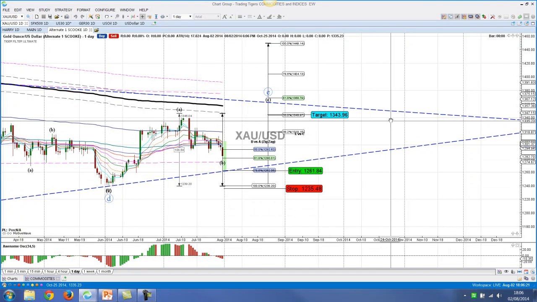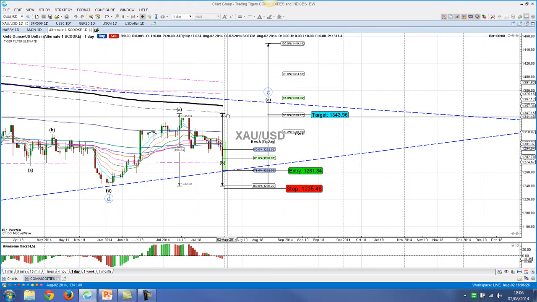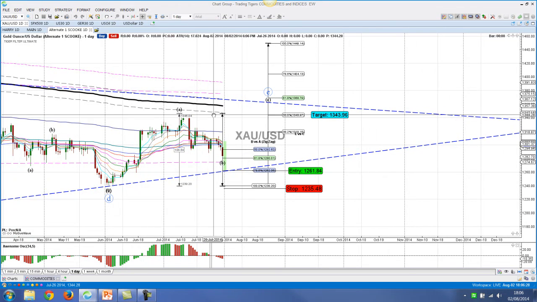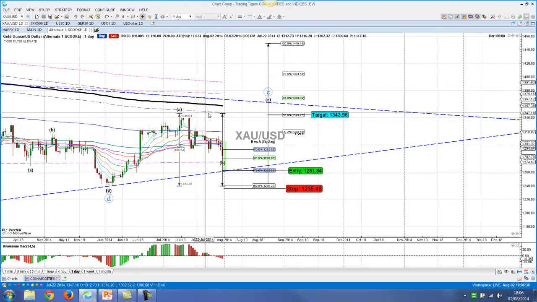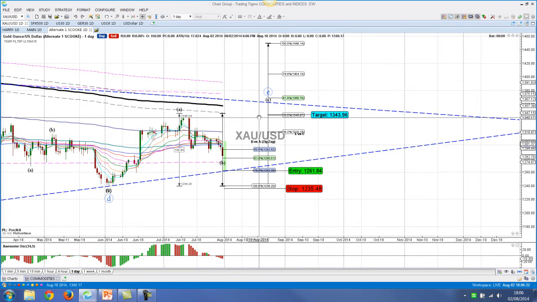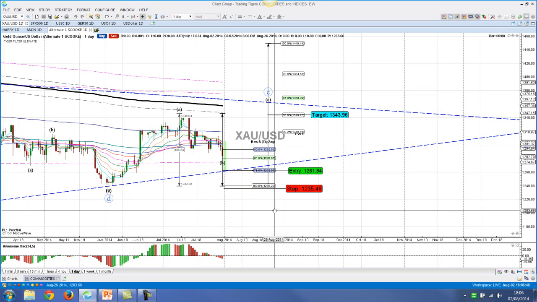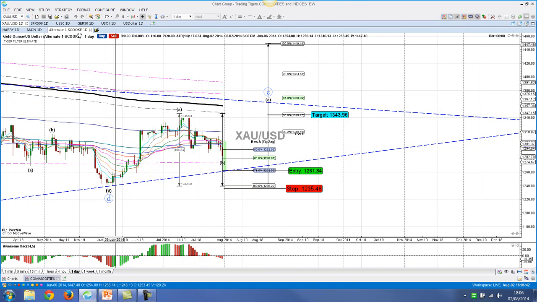So we're going long at 1261.84. Only one target, and we're taking it just below this black dotted line, because we know we're going to get a lot of resistance there. Come out of the trade at 1343.96, and then once price comes up there, we're going to take it short and go all the way down. So that's the alternative count number 1 for gold.